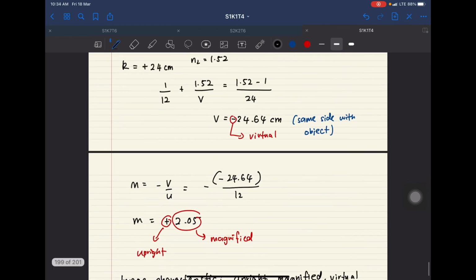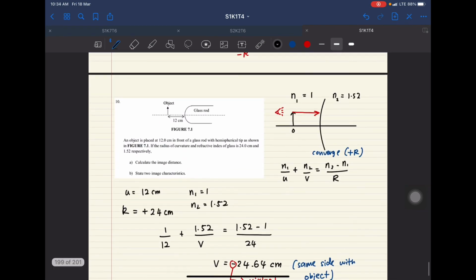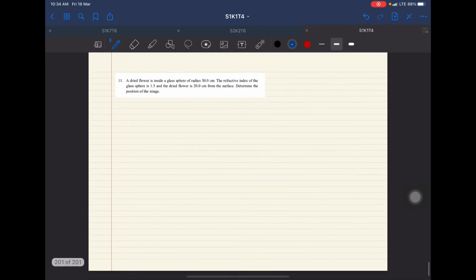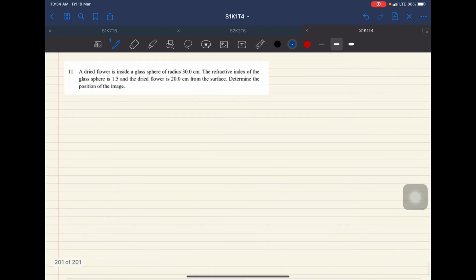So if you go back to our drawing here, then that means our image forms maybe somewhere over here, on the same side, upright and magnified. If you look at the values, v is bigger than u, so maybe the image forms somewhere over here. Okay, all right.